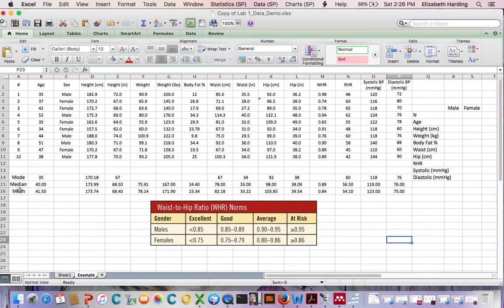So for our entire population here, our 10 individuals, these are the measures of central tendency. Now, what I would like you to do for our class data is to find these values here for both men and women in our class.